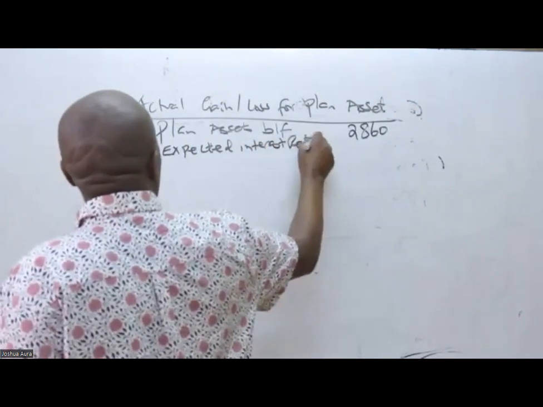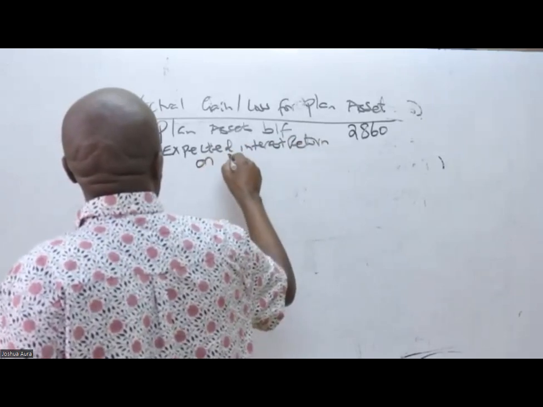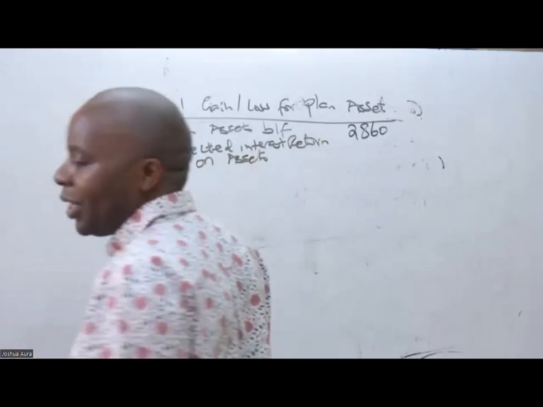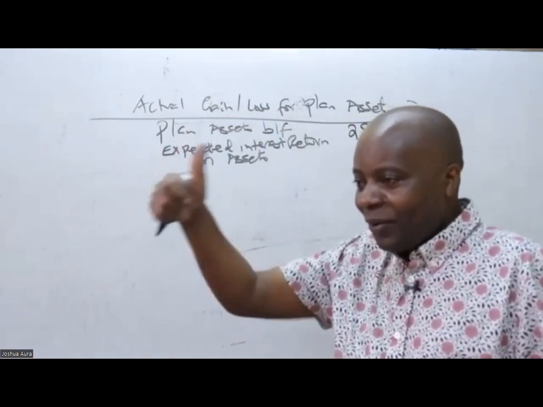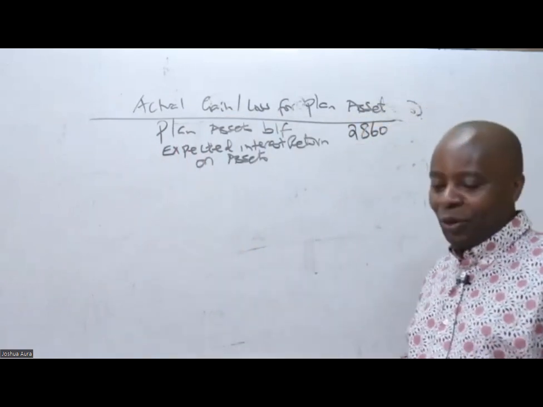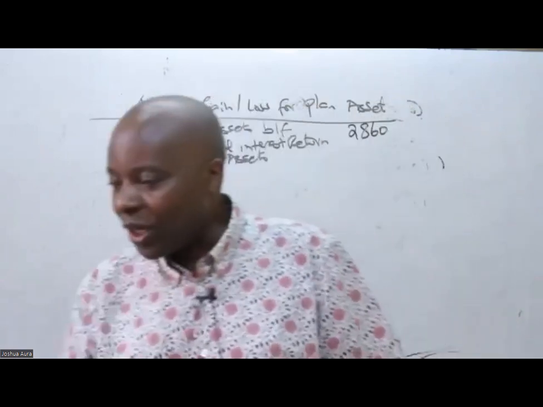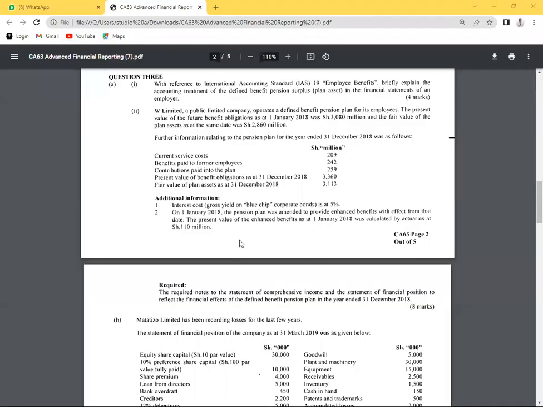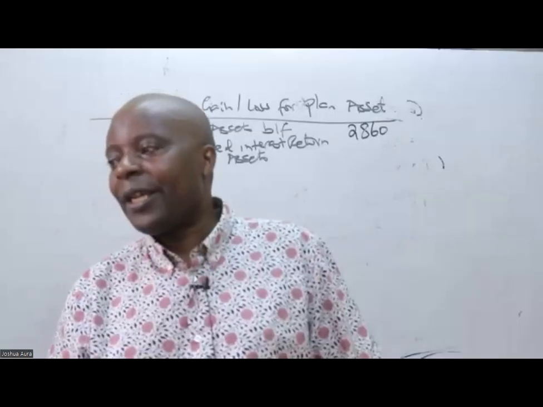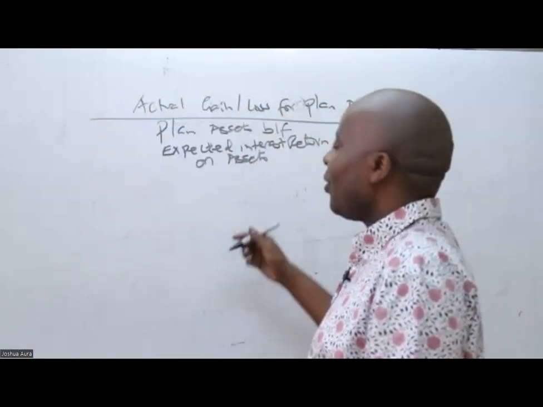Interest return on the assets. They will give you the rate of return. Are you able to see a rate of return that has been provided there? Generally, they'll tell you the rate of return. This is the easiest topic. If you don't understand this topic, then you have a problem. So you can see in this case here, it is 5%. So interest return on the assets.